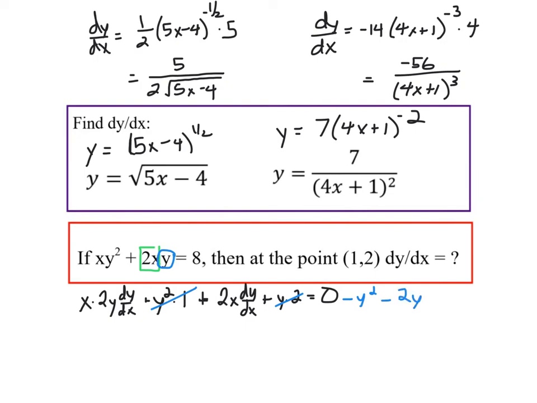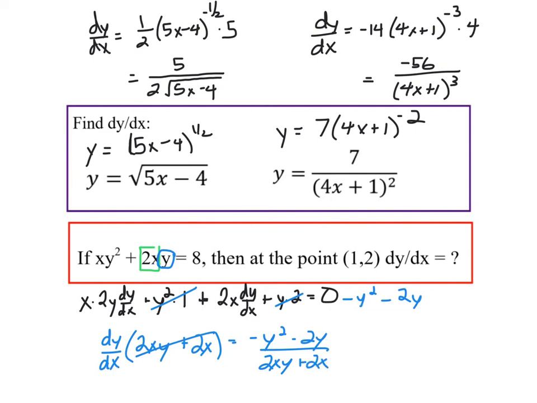And now you'll notice I have these two terms with dy/dx, like that. So if I factored that out, I would have (2xy plus 2x) times dy/dx equals negative y squared minus 2y. So dividing both sides, there is my derivative.